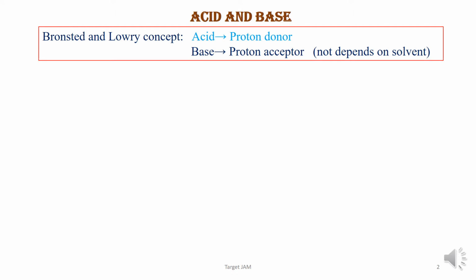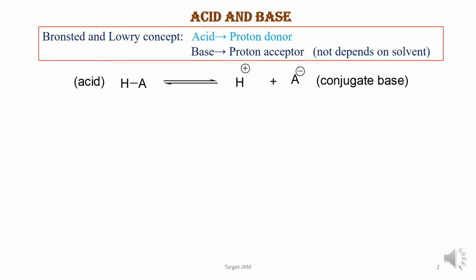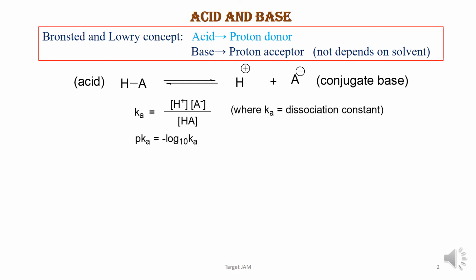Bronsted and Lowry concept is that an acid is a proton donor and a base is a proton acceptor. If HA is an acid, then when it loses one proton, A minus is the conjugate base of HA. So we can calculate the dissociation constant Ka equal to concentration of H plus into concentration of A minus divided by HA. From this we can get the pKa equal to minus log 10 Ka.